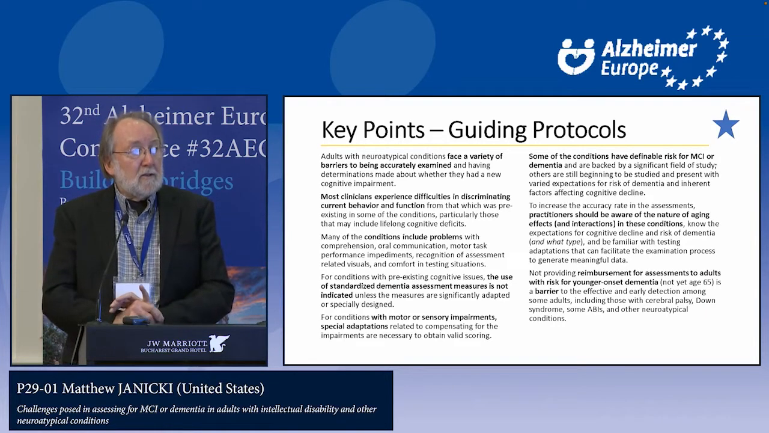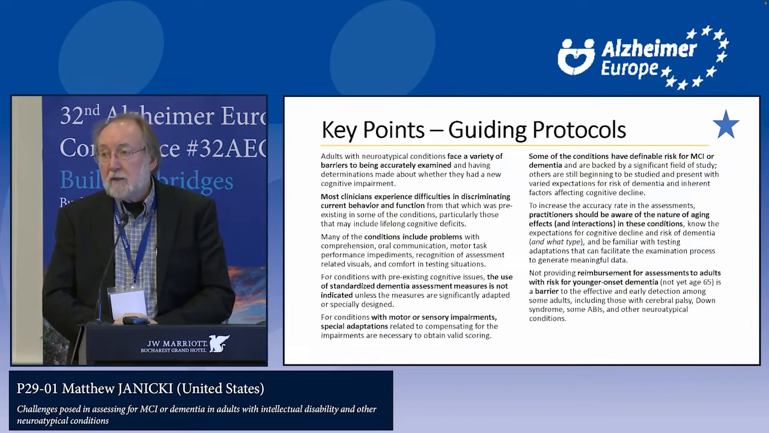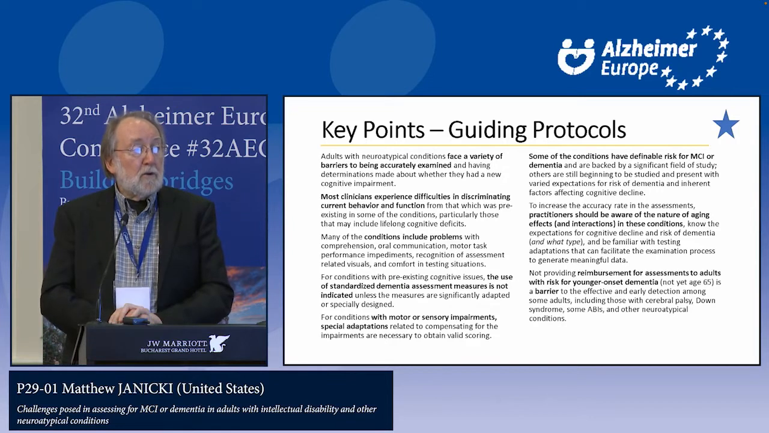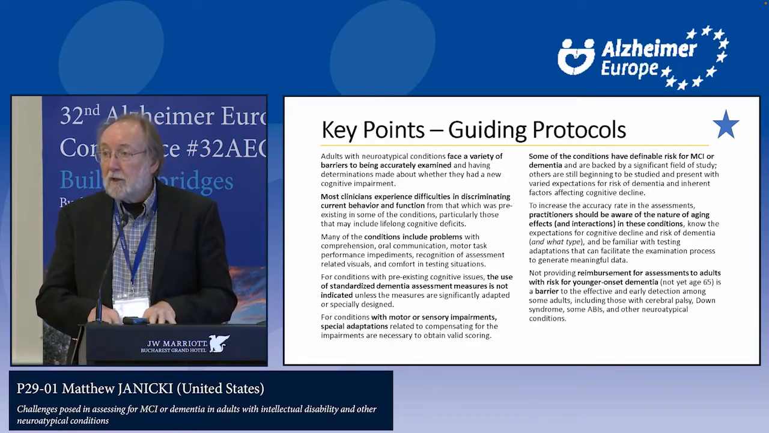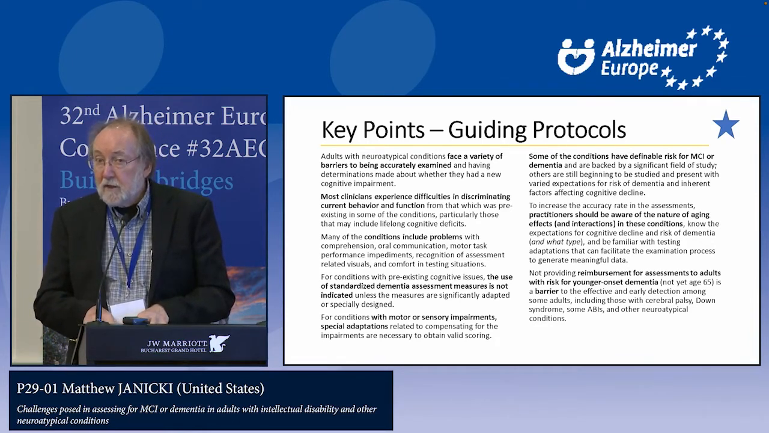The key points, basically, for guiding protocols. We think one is adults with neuroatypical conditions face a variety of barriers to be accurately examined and having determinations made about whether they have a new cognitive impairment. Most clinicians experience difficulties in discriminating current behavior and function from what was pre-existing in some conditions, particularly those that may include lifelong cognitive deficits as opposed to those that may have acquired deficits in later life.